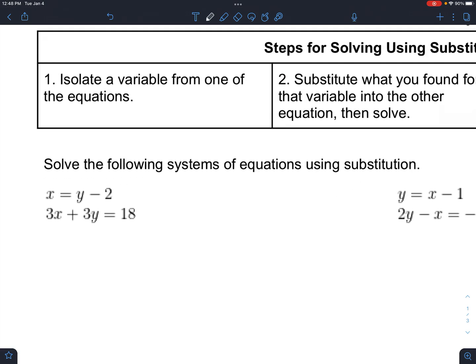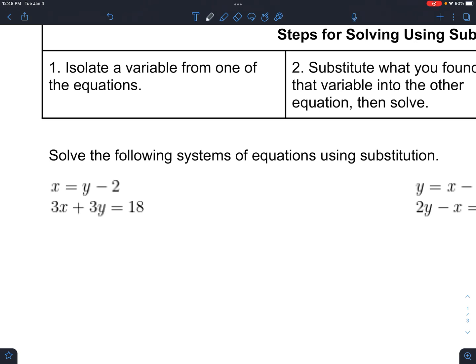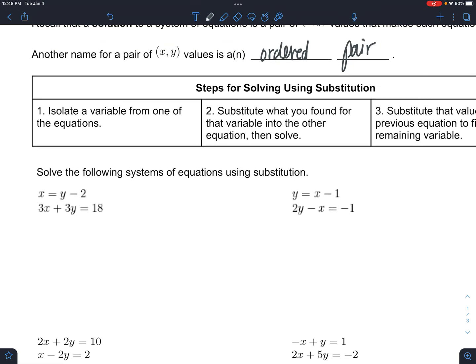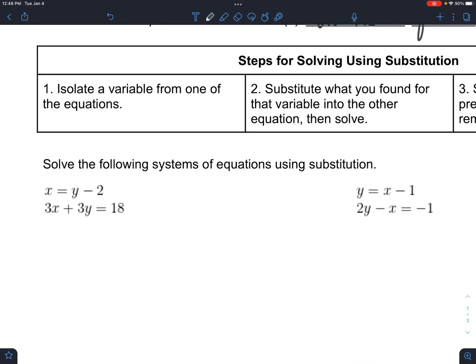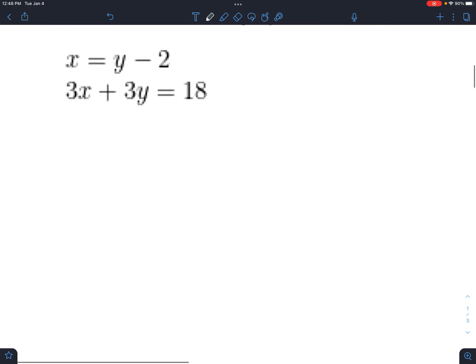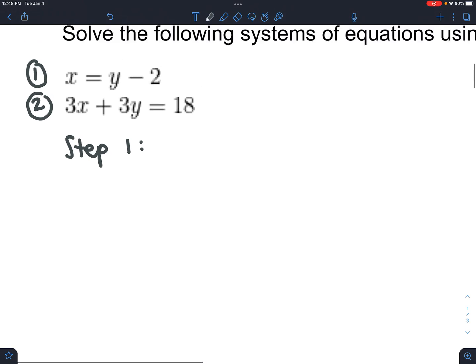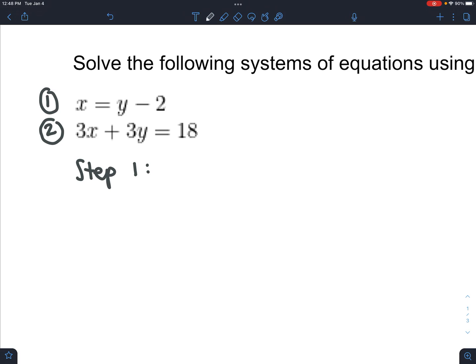So it says solve the following system using substitution. Okay, so I'll do the first one and then we'll go over the rules, the steps, and then we'll do the rest of them. I like to label my equations first, and then I just kind of go through some steps. So step one is we want to isolate a certain variable. So you have to pick an equation and isolate it for either x or y.